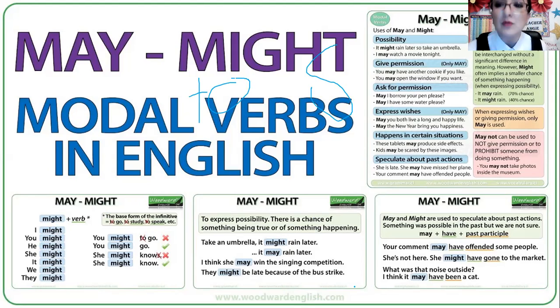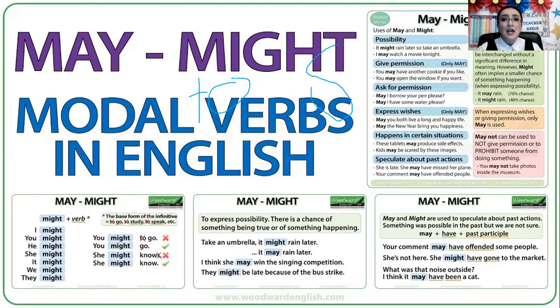When we use may and might one more time, it is in order to express possibilities. These two modal verbs are going to be used when you want to talk about possibilities. But remember the differences, okay? There is a chance of something being true or not true, or of something happening, okay? So may or might are going to be used in order to express possibilities. There is a chance of something being true or of something happening.